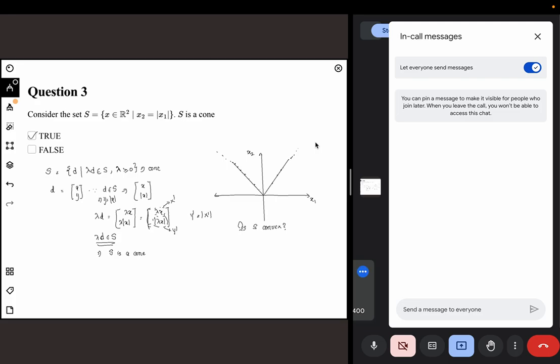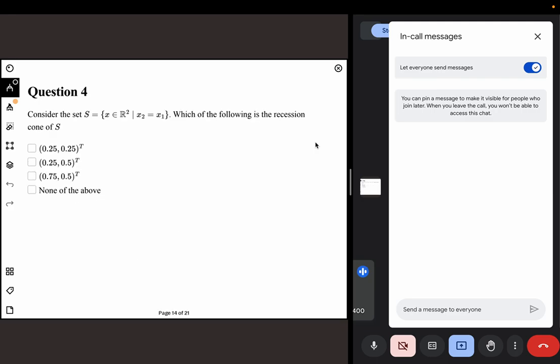So you can take any 2 points. Let's say I'll take some point here, and some point here. If I do a linear combination of these 2 points, then I'll get some point in between, some point on this particular line, which does not belong to the original set S. So this is not convex. Right? Okay.